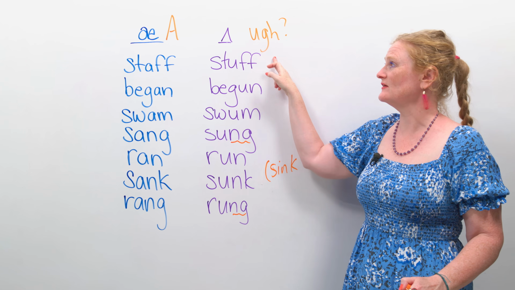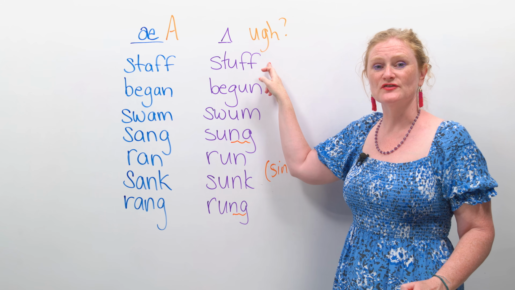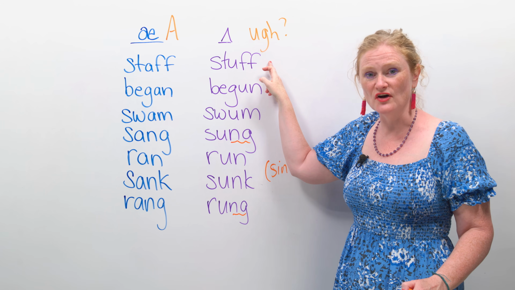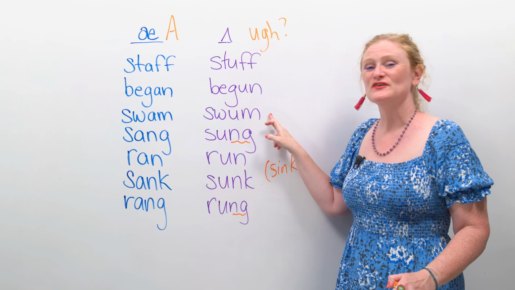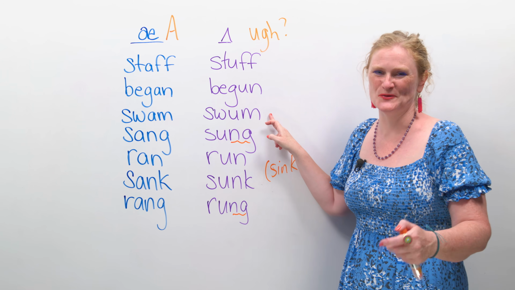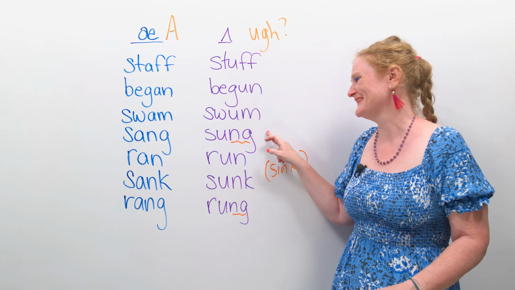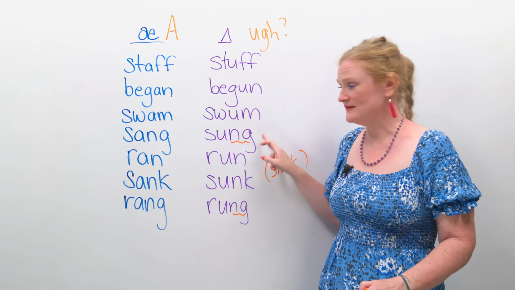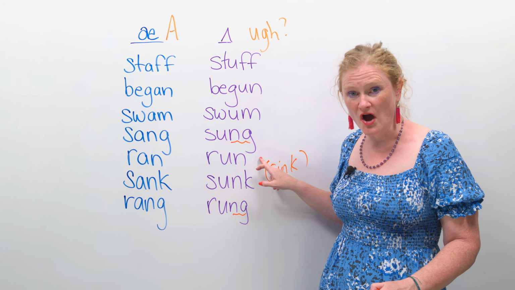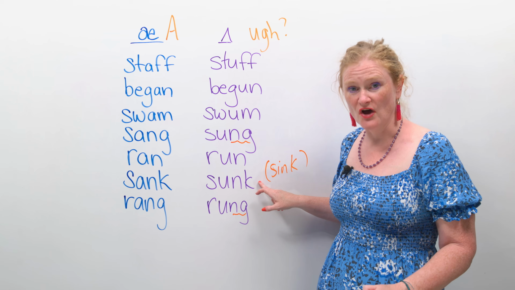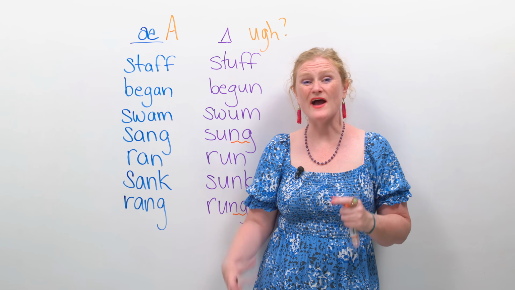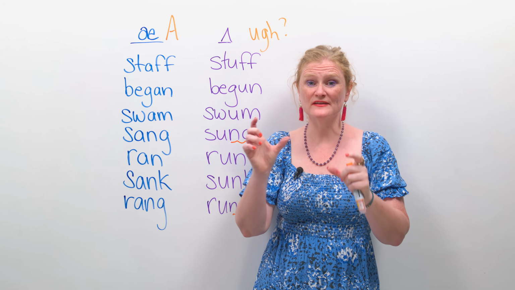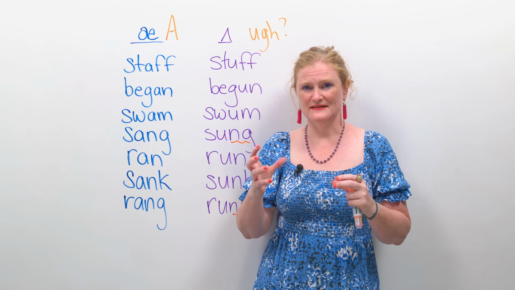When we make this sound, it's a different sound. Stuff, begun, swum. Let's do it normally. Swum, sung, run, sunk, and rung. So as you know, when you isolate the sound, it's easy.